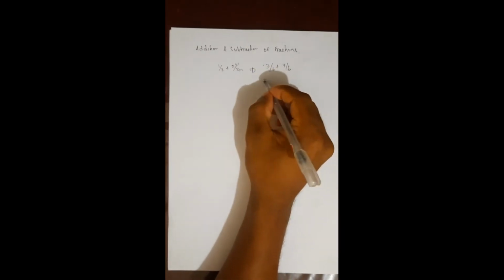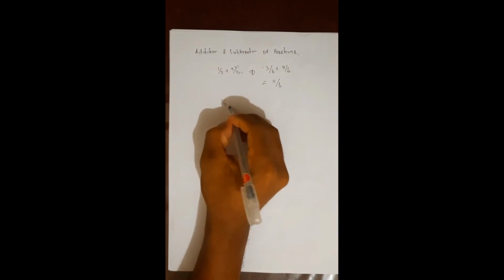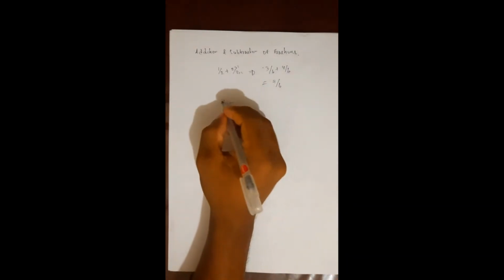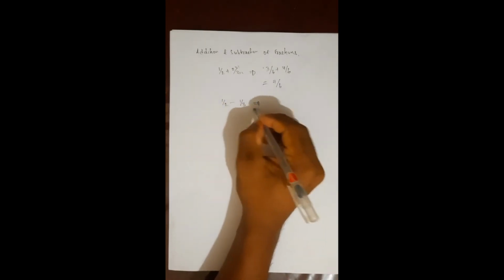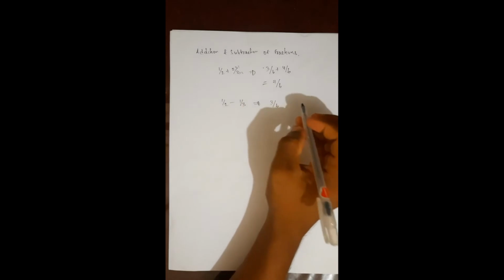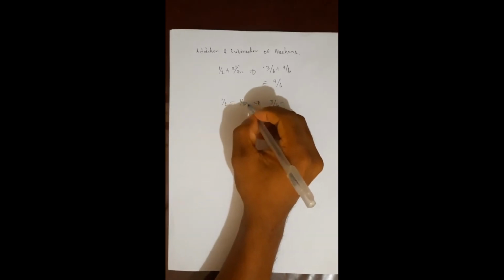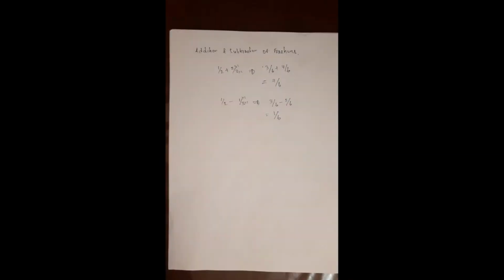Now we can add because the denominators are equal. Without equating the denominator we can't add or subtract. So in this case it would be 7 over 6. This is the same for subtraction also. Let's say we have to subtract 1 over 3 from half. So we have to change the denominator into a common one. That would be 3 over 6 minus 2 over 6, so that would be 1 over 6.